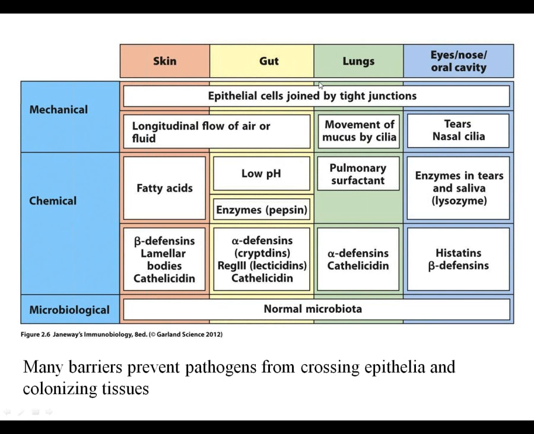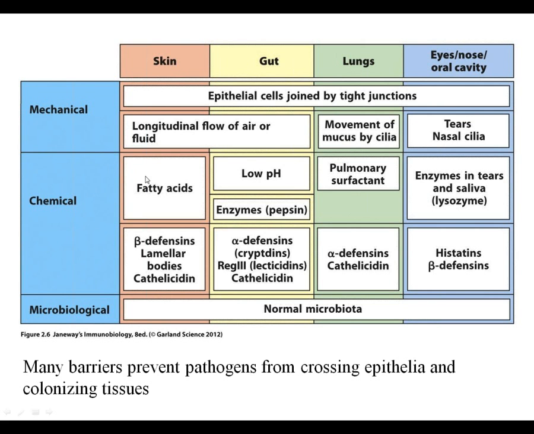And then that mucus can be moved by peristalsis in the gut. It can be moved by cilia in the lungs, and we know this is very effective because if there's a problem with this, like ciliary dyskinesia, then you get many pulmonary infections. And then things like tears and nasal cilia can also expel things out directly. Coming hand in hand with these mechanical barriers are chemical barriers, and we'll talk about these in a little more detail.